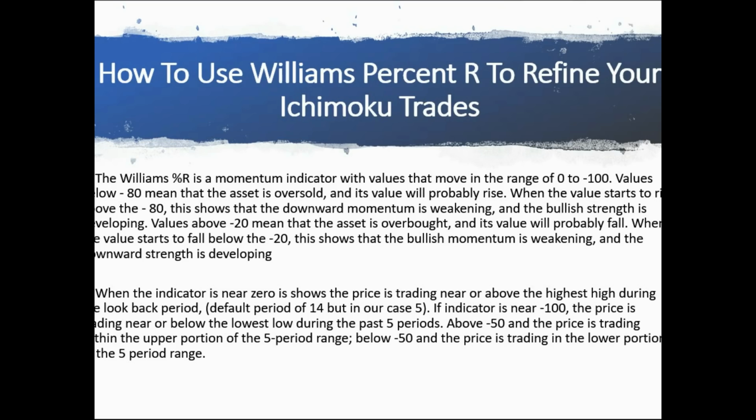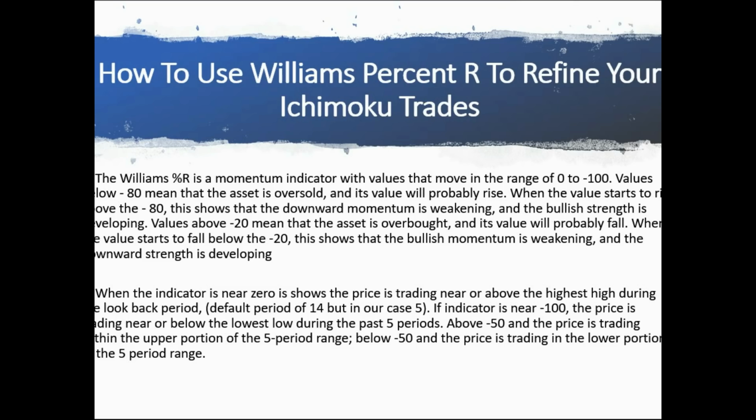Values above negative 20 mean that the asset is overbought and its value will probably fall. So when the value starts to fall below the negative 20, this shows that the bullish momentum is weakening and the downward strength is developing. We're going to use this concept to our advantage, and it's going to be a way for us to enter into our trades.